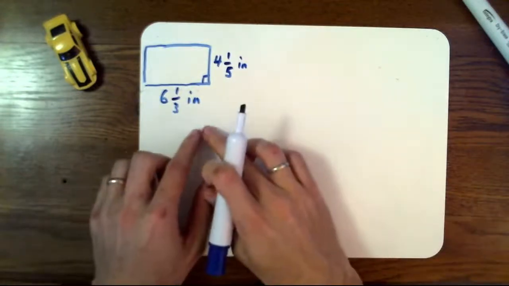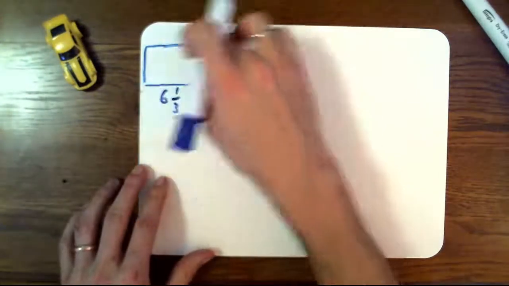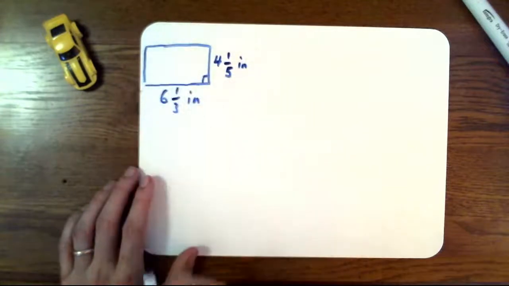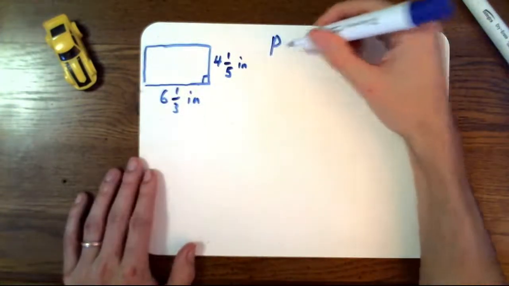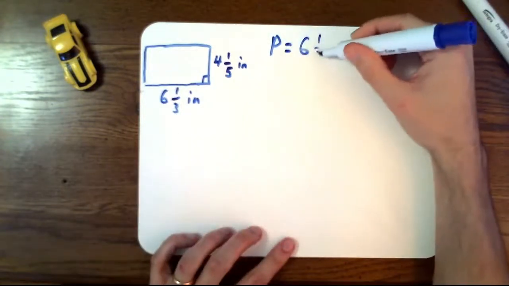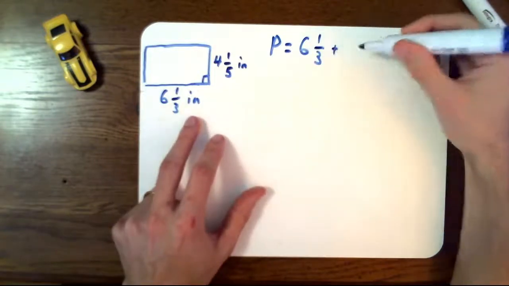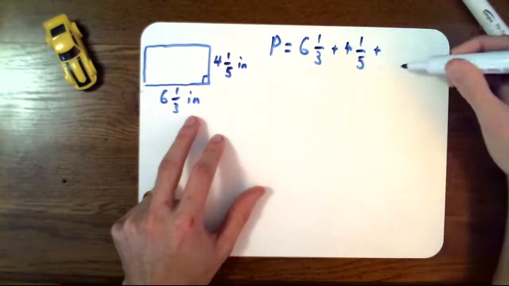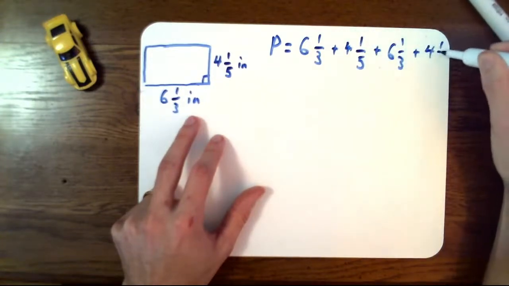So, perimeter is just adding up all the sides. Adding this side, adding that side, adding that side, adding that side. And you can always keep it that simple. Perimeter is this side, I'm going to write inches later, plus this side plus this side plus that side.